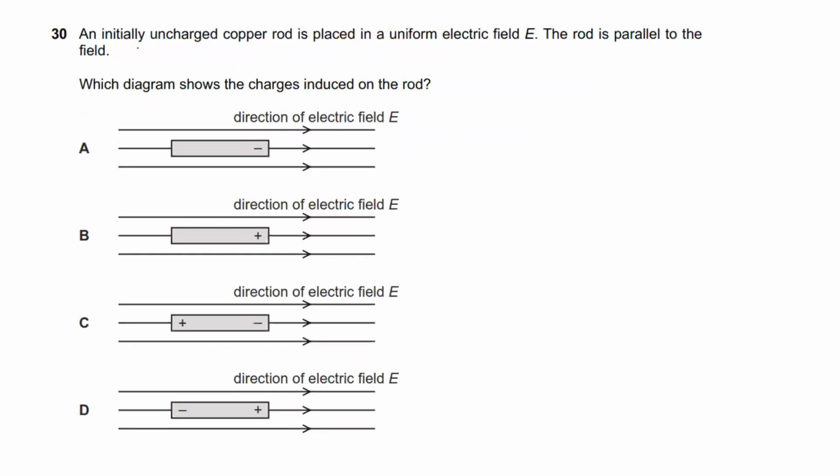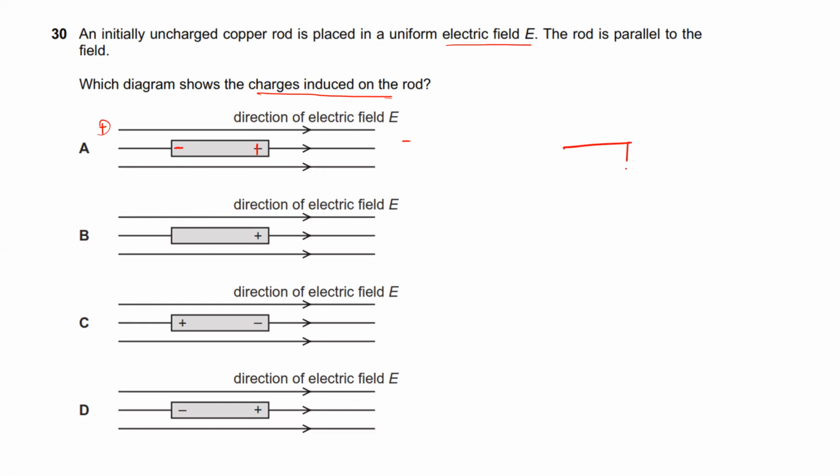Then question number 30, it says an initially uncharged copper rod is placed in a uniform electric field. Remember electric field. The rod is parallel to the field. Remember the electric field flows from positive to negative. So this is the positive side, this is the negative side. That's how the electric field goes. Which diagram shows the charges induced on the rod? Remember, induced on the rod. If positive is here, negative is induced here, and negative is here, positive will be induced here, something like this. Let me draw it again.